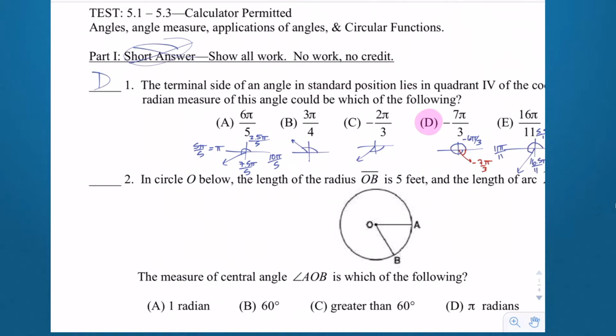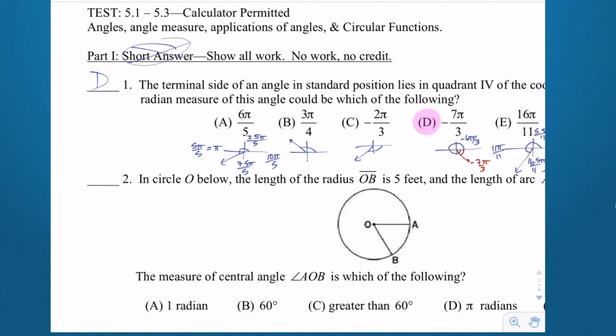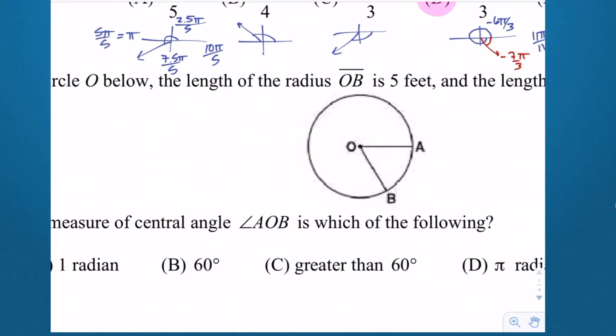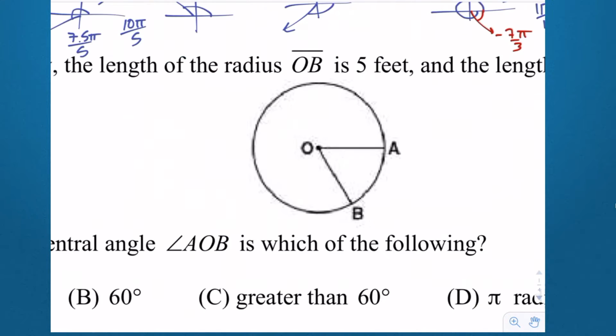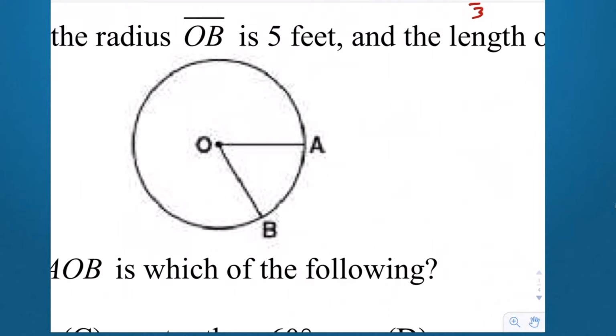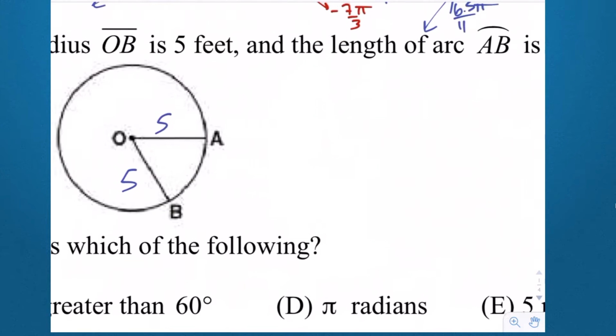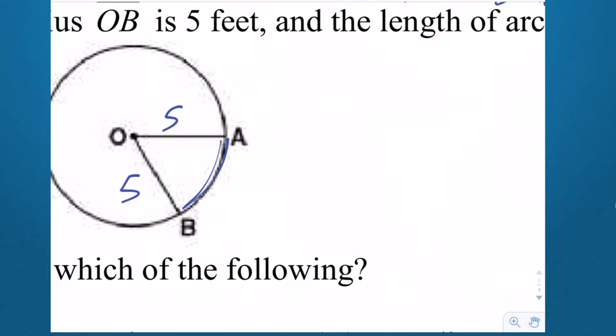Questions on number 1? All right, number 2. In circle O below, the radius of line segment OB, remember that from geometry? Line segment OB is 5, so that's also line segment OA. And the arc length is 5 feet from A to B. So there's 5 feet, 5 feet.